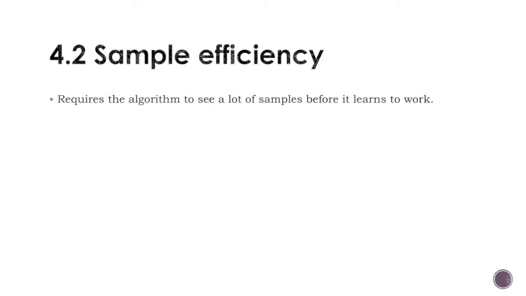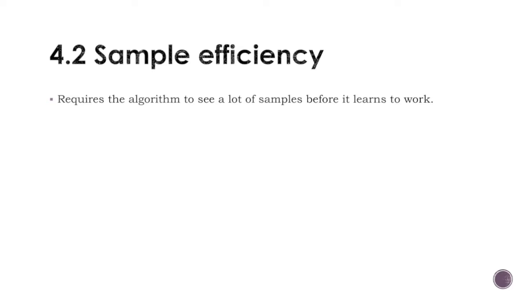The low sample efficiency issue concerns the fact that it requires the algorithm to see a lot of samples before it learns to work. One related work is prioritized experience replay from Schaul et al.